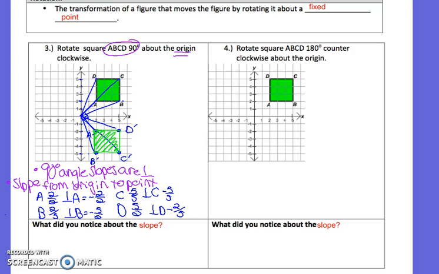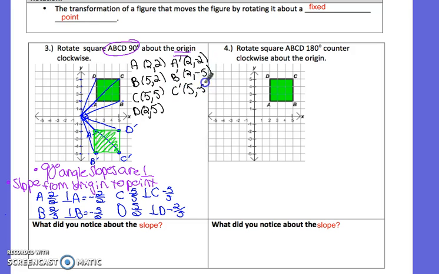So I'm just going to write out the ordered pairs. A was originally 2, 2. B was originally 5, 2. C was originally 5, 5. And D was originally 2, 5. A prime is now 2, -2. B prime is now 2, -5. C prime is now 5, -5. And D prime is now 5, -2.